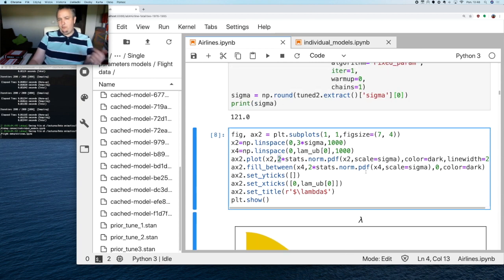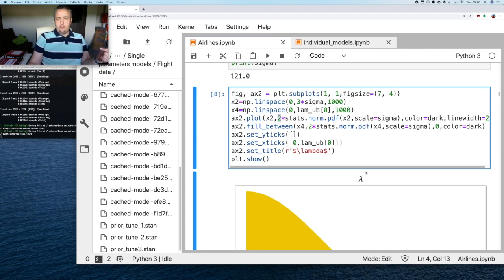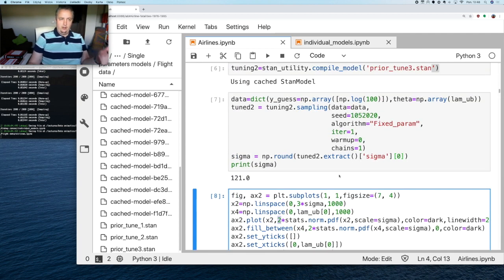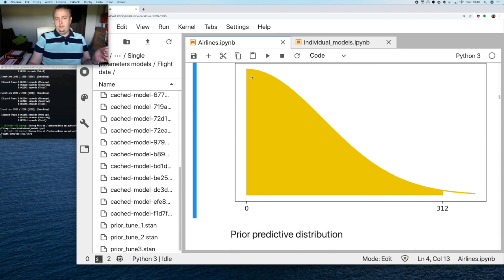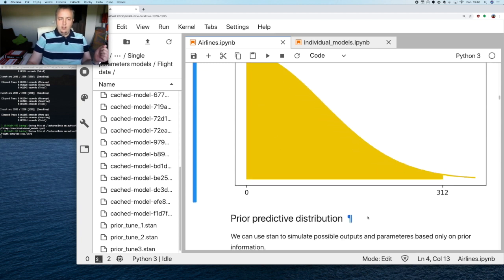So our prior distribution will be a half normal distribution with sigma of 121. Half normal, so starting at 0, looks like this. Support is 0 to plus infinity, and 99% is located here. So as we did before, we start with doing some prior checks.